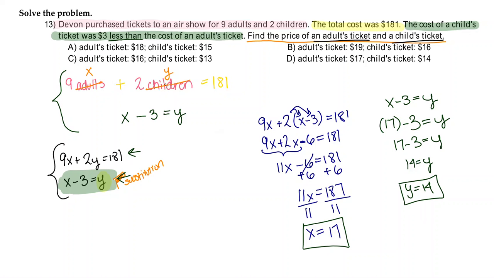Y referred to children. So the child's ticket was 14, and the adult's ticket was 17. And that is D. Okay.